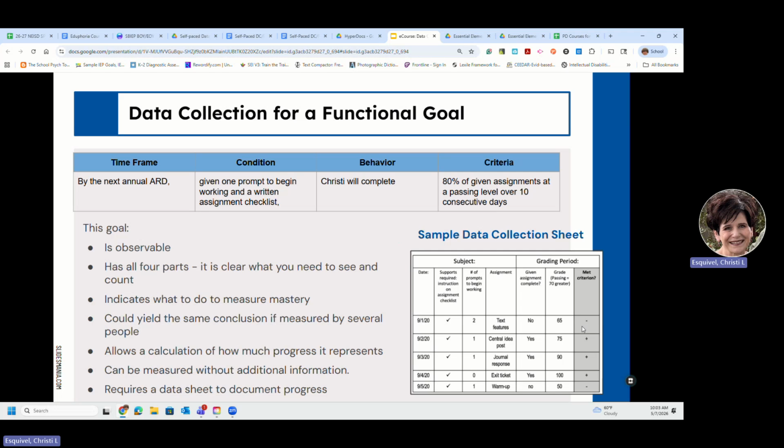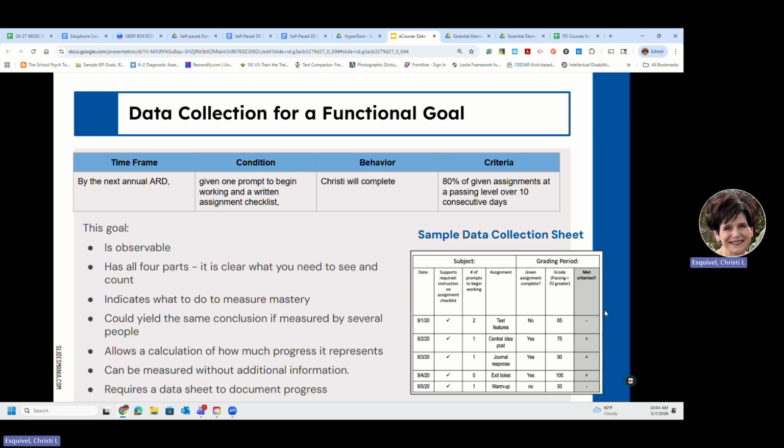Here's an example of a functional goal. By the next annual ARD, given one prompt to begin working and a written assignment checklist, Christy will complete 80% of given assignments at a passing level over 10 consecutive days. We can see that it's observable. It has all 4 parts, but in addition to that, it's clear what you need to see and count. It also indicates what to do to measure mastery of the goal, could yield the same conclusions if measured by several people, allows a calculation of how much progress it represents, and can be measured without additional information.